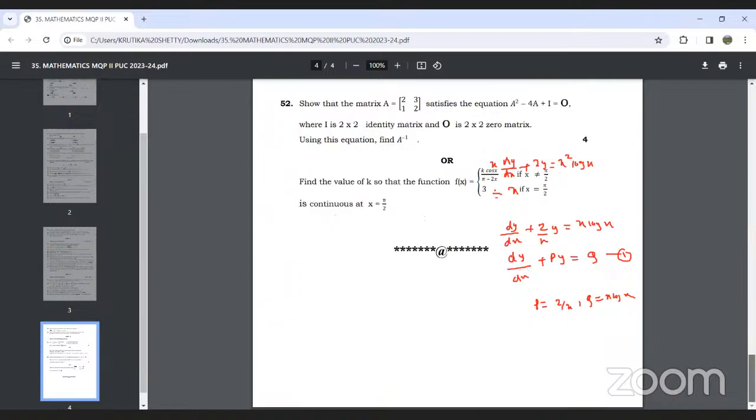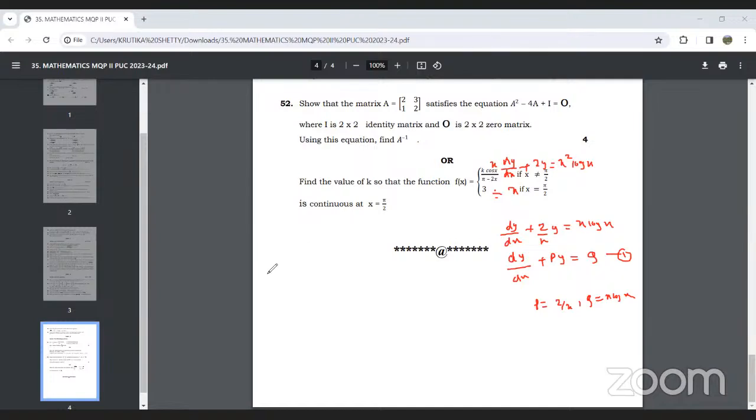So we know what is p value. Pay attention here. So we need to calculate the integrating factor. Hope you have solved this example. This example, have you solved it? The question is fixed, the question is fixed every year on linear equation. Okay, so there is a formula for this.